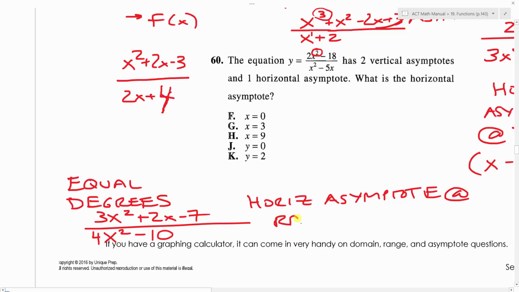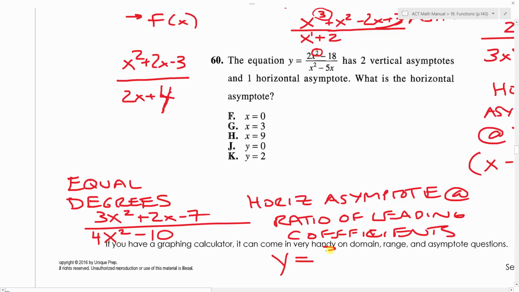Horizontal asymptote at the ratio of the leading coefficients. Leading coefficients meaning the coefficients that are in front of the x term with the highest degree. So the x term with the highest degree again is the squared term here. So you would have in this case a horizontal asymptote at y equals 3/4. 3/4 being the ratio of the leading coefficients.